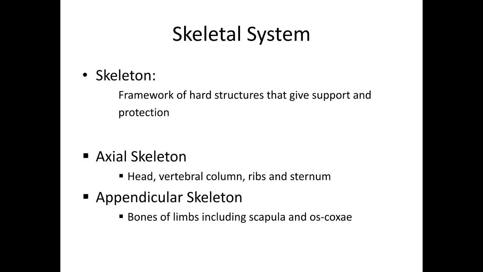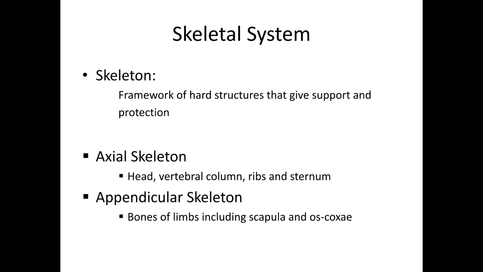First of all, if we talk about the skeletal system, the skeleton is a framework of hard structure that gives support and protection to the body of an animal. That consists of the bones mainly in the complex animal regarding the veterinary sciences. And the skeleton is further divided into exoskeleton and appendicular skeleton.